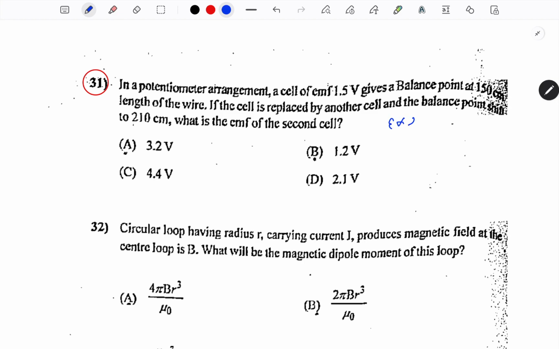See, E is directly proportional to length, so E1 is directly proportional to length L1 and E2 is directly proportional to length L2. Therefore E1 by E2 is equal to L1 by L2. Therefore E2 is equal to E1 by L1 into L2. And if we see, 1.5 divided by 150 multiplied by 120, the answer is equal to 1.2. Option D.